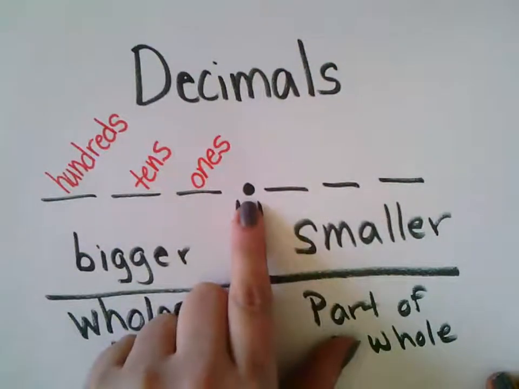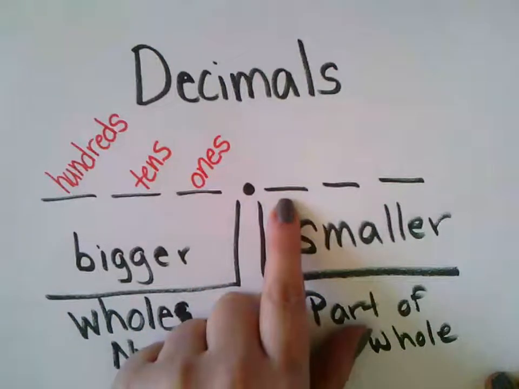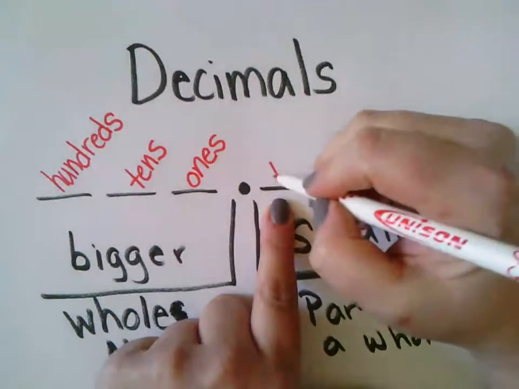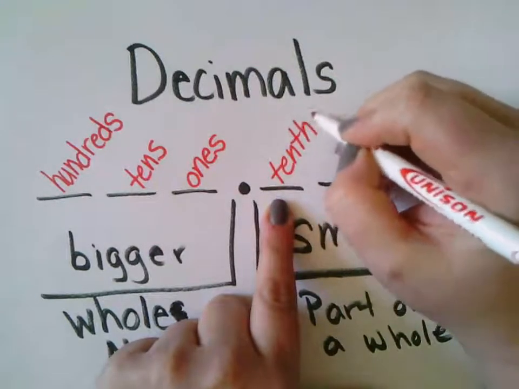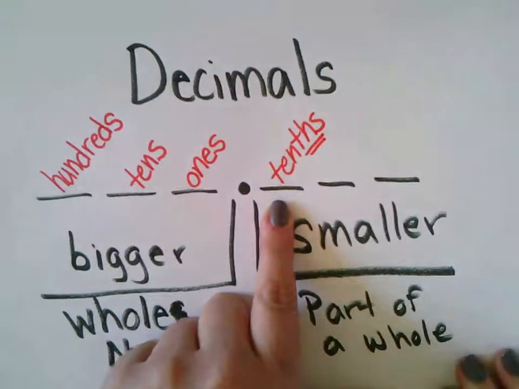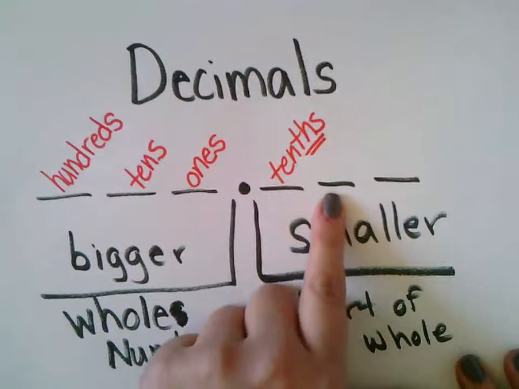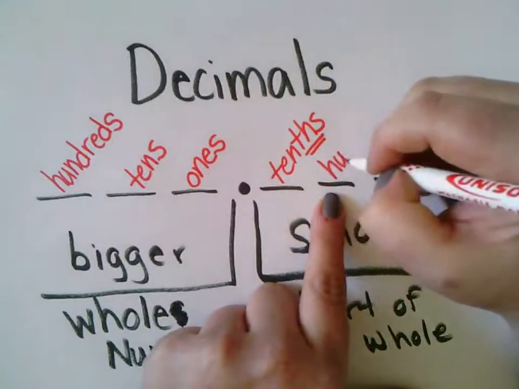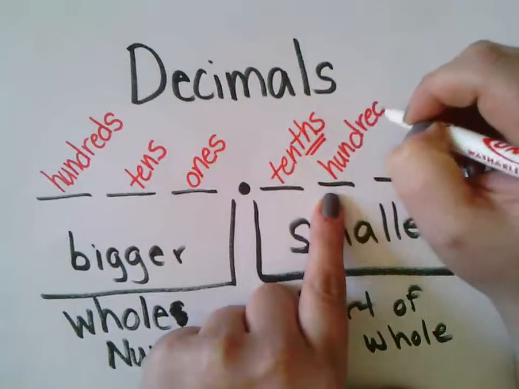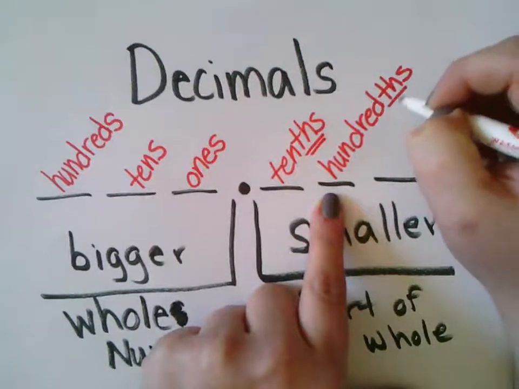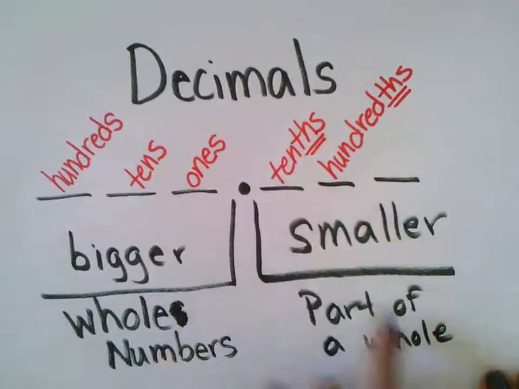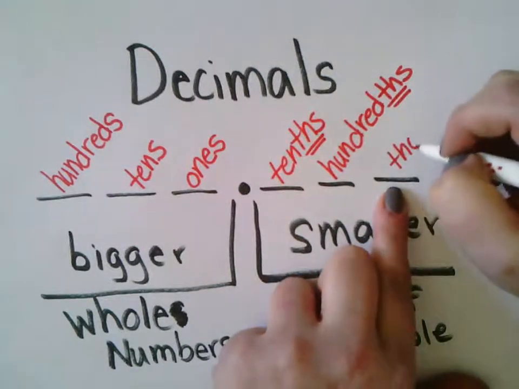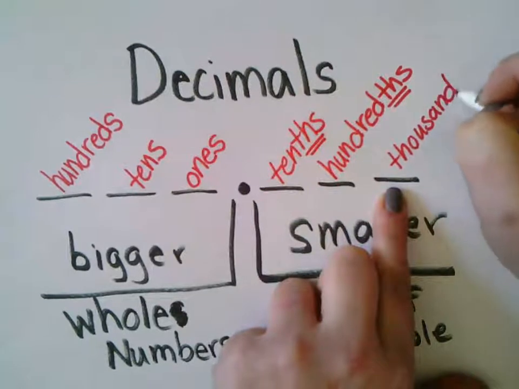Now, we have the decimal point. What comes right after the decimal point? What is our first decimal place value? Good, tenths. And I know you all said that TH at the end. What comes after the tenths place value? Hundredths. Very good. So we have hundredths. And then what comes after the hundredths place value? Good, we have thousandths. Very nice.